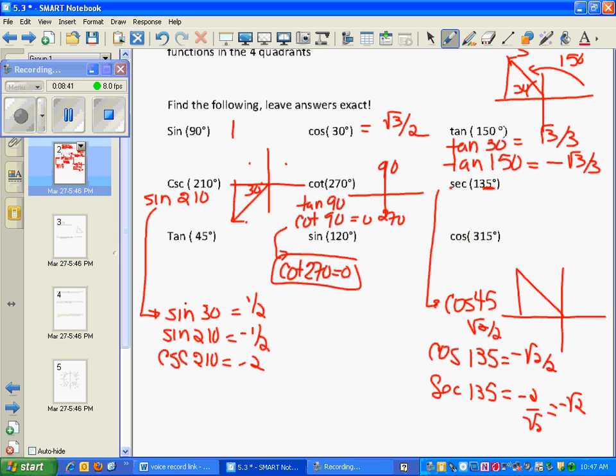Okay. All right, tangent of 45. First quadrant, all means everything is positive. What's the tangent of 45? There you go.